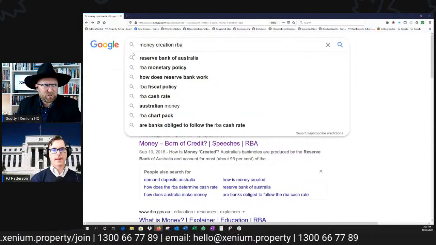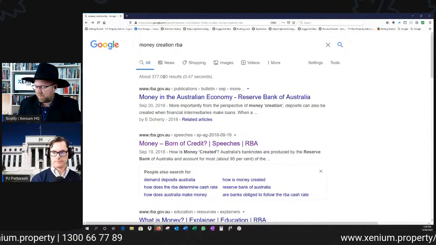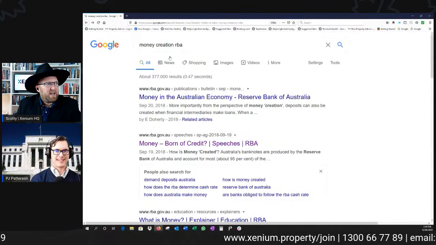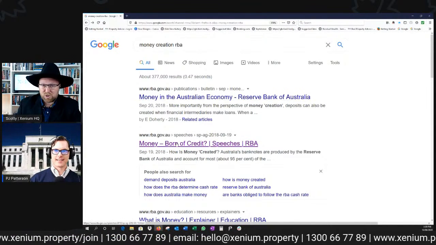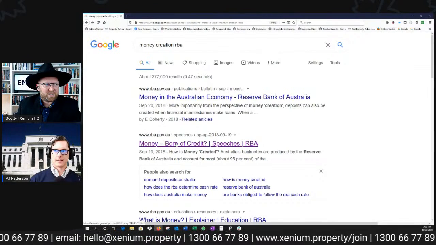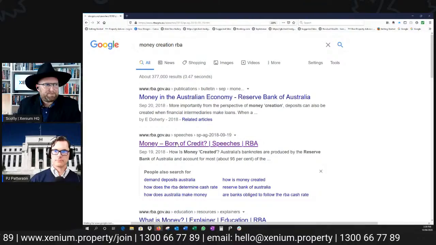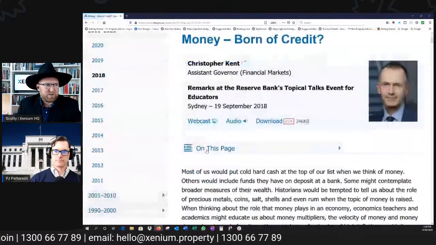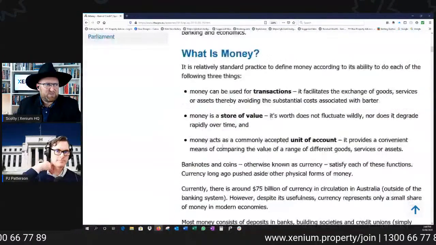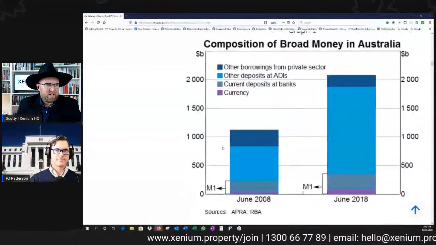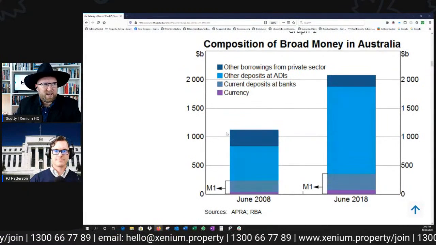If you go to Google and you type in money creation RBA, which I've done, here's one I prepared earlier, PJ. The second result is an RBA speech done at the end of 2018. So we click on that, and this is by Christopher Kent. There's his lovely picture there, and I'll scroll down because I've read this a few times, and there's a couple of things let's touch on before we get to this fractional reserve thing.